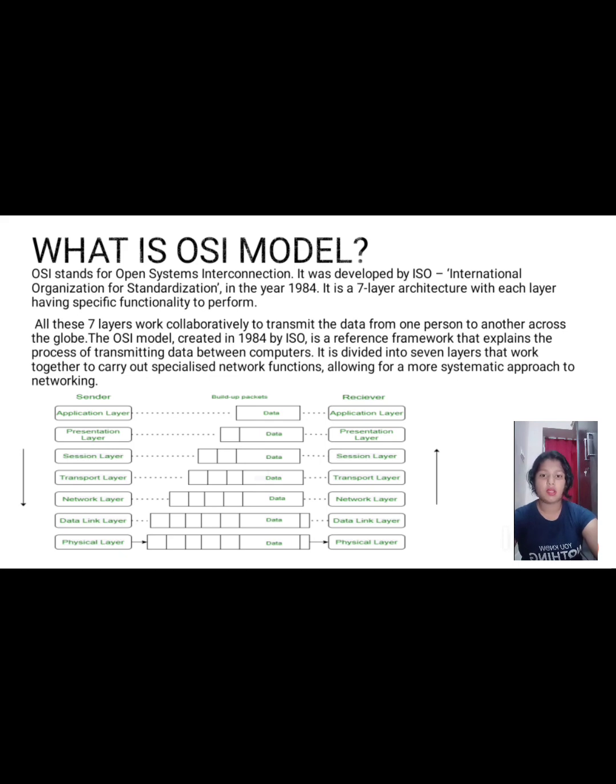The OSI model created in 1984 by ISO is a reference framework that explains the process of transmitting data between computers. It is divided into seven layers that work together to carry out specialized network functions, allowing for a more systematic approach to networking. We can see the seven-layer architecture in this diagram below.